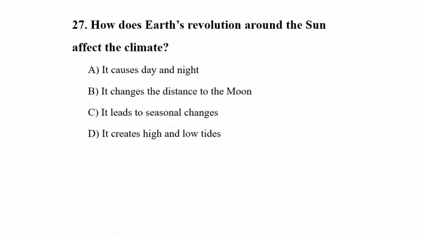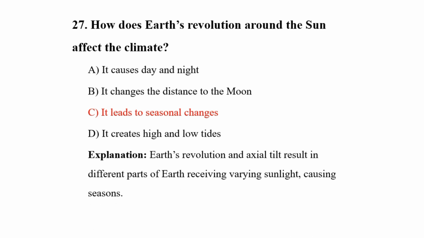Question number 27. How does Earth's revolution around the Sun affect the climate? A. It causes day and night. B. It changes the distance to the Moon. C. It leads to seasonal changes. D. It creates high and low tides. The answer will be it leads to seasonal changes. Earth's revolution and axial tilt result in different parts of Earth receiving sunlight, causing seasons.